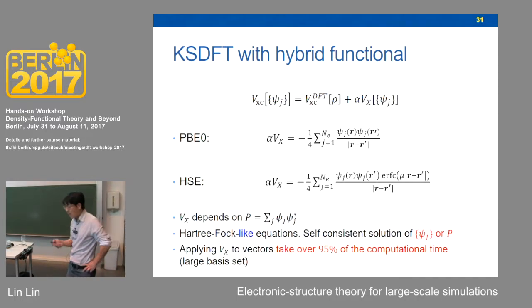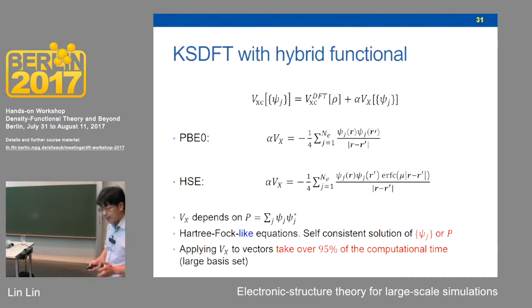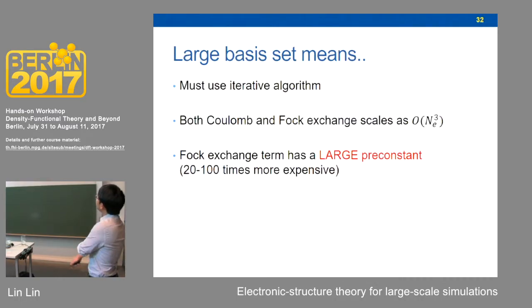is that applying the exchange operator to vectors is very expensive. It takes over 90% of the time, 95% of the time, or even more of the computational time just to apply these operators to vectors. And the typical way is you solve Poisson-like equations, and in the iterative method, you do it again and again and again.